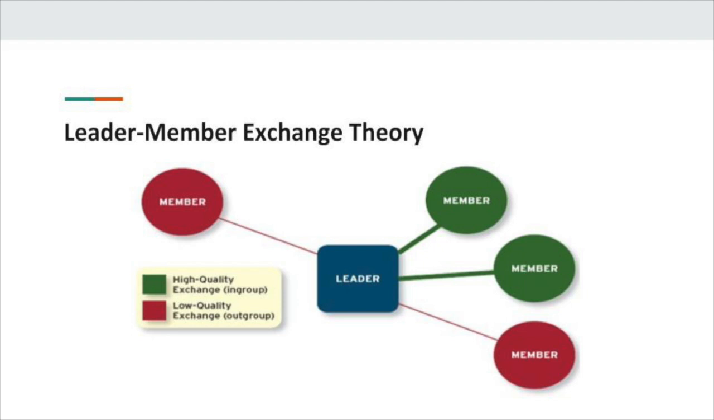The first is the high-quality exchange, or the in-group, which is characterized by frequent exchange of information, influence, and trust. People who are more competent, likable, and similar to the leader's personality are more likely to be in the in-group of the leader. The second is the low-quality exchange, or the out-group. This is characterized by limited exchange of information, influence, and trust.